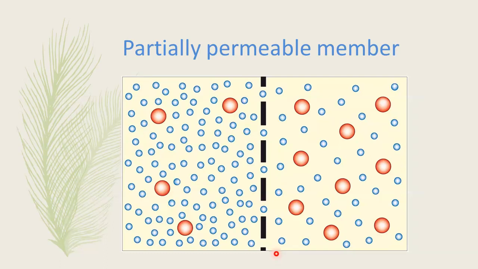Usually, a cell is surrounded by a membrane, and these membranes are partially permeable, which means they only allow a part of the molecules to pass through, which are needed by the plant or by the cell, and they stop the rest of the molecules from entering, which are not needed by the cell, or are dangerous or poisonous for the cell.